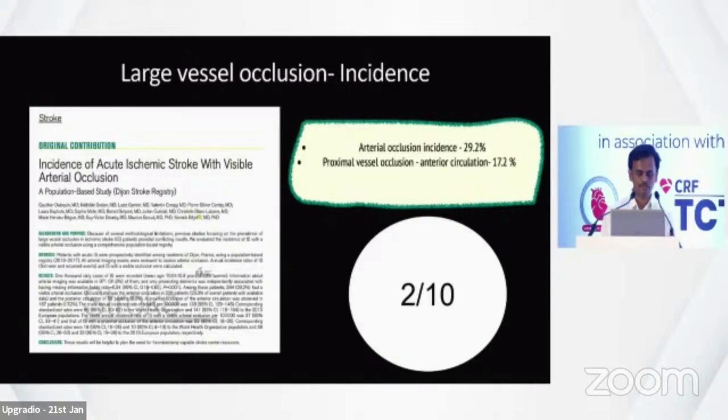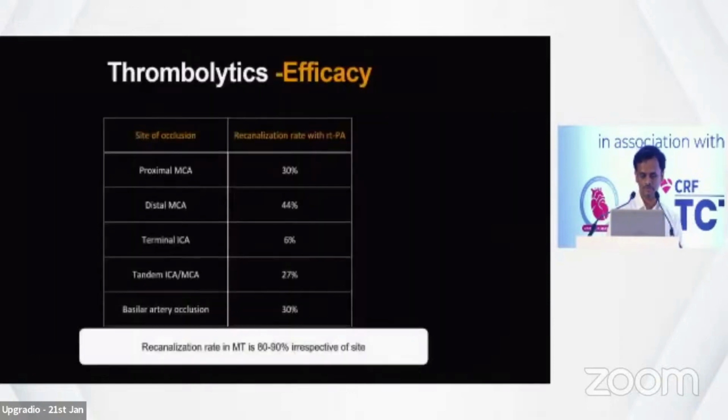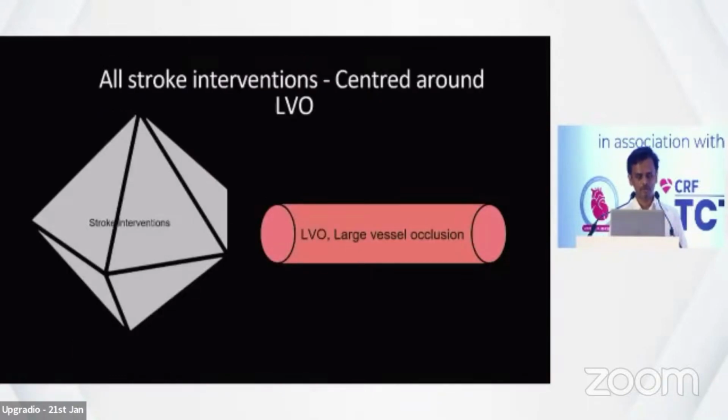In these cases, we need to filter out which is suitable for the intervention, and we try to change the anatomy and clear up the vessel. Thrombolysis has an average of around 20 to 30% recanalization, whereas intervention has a recanalization rate of around 80 to 90%. That is why, irrespective of the site of the occlusion, you get these results. So this is what I want to stress, that only large vessel occlusions are amenable for intervention.